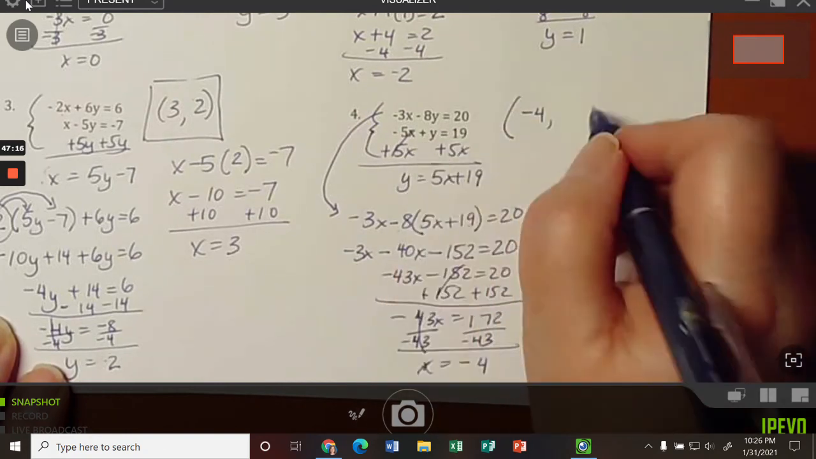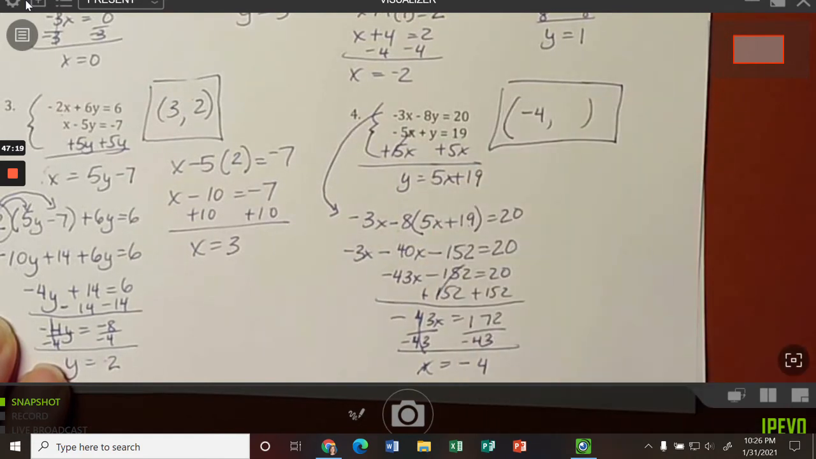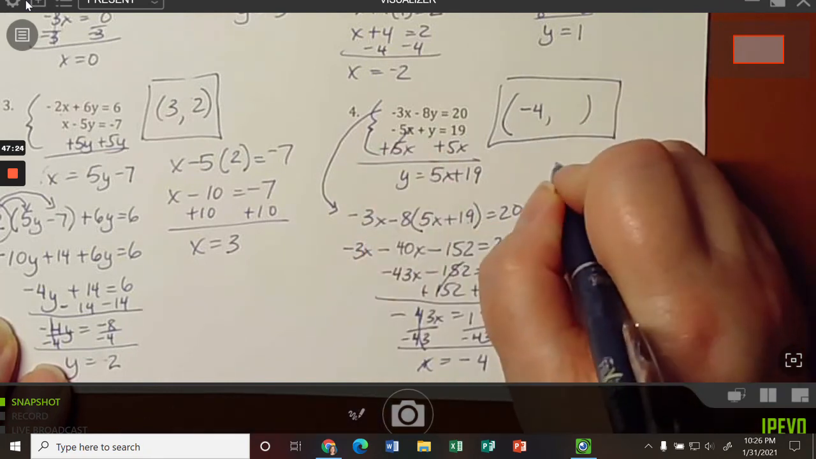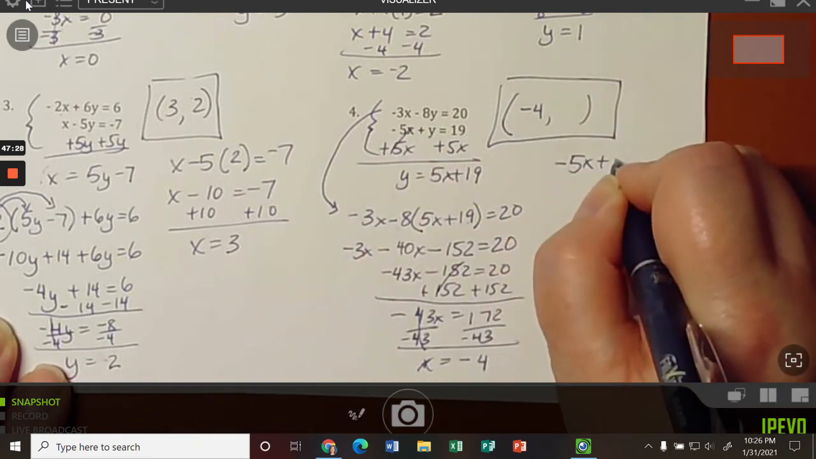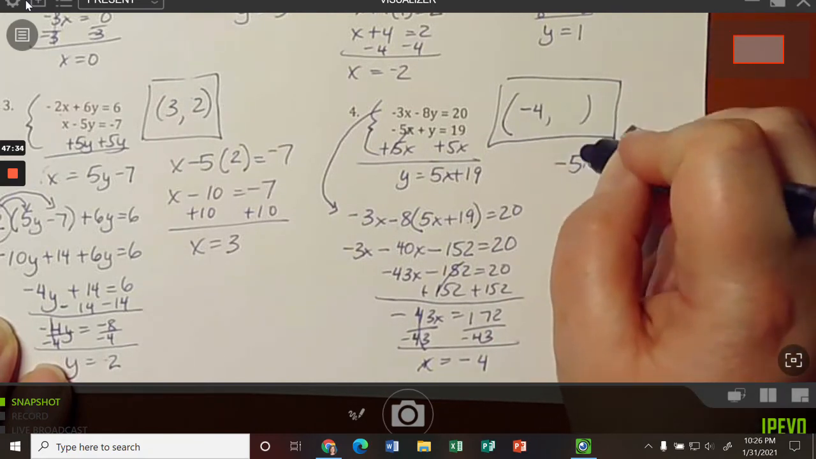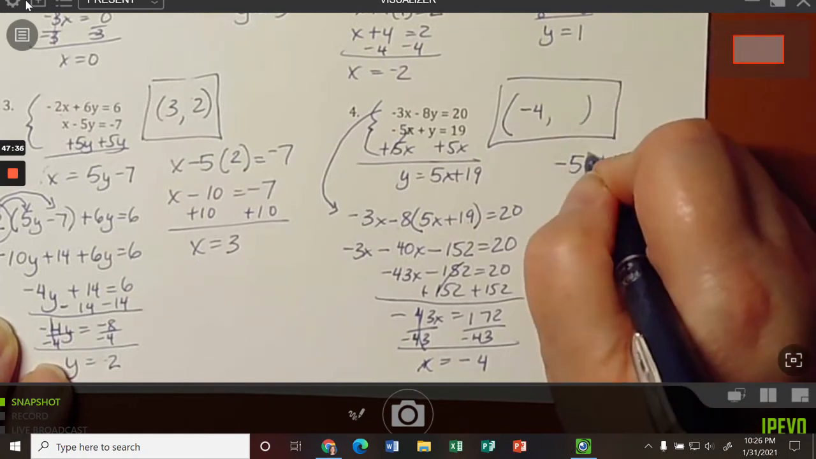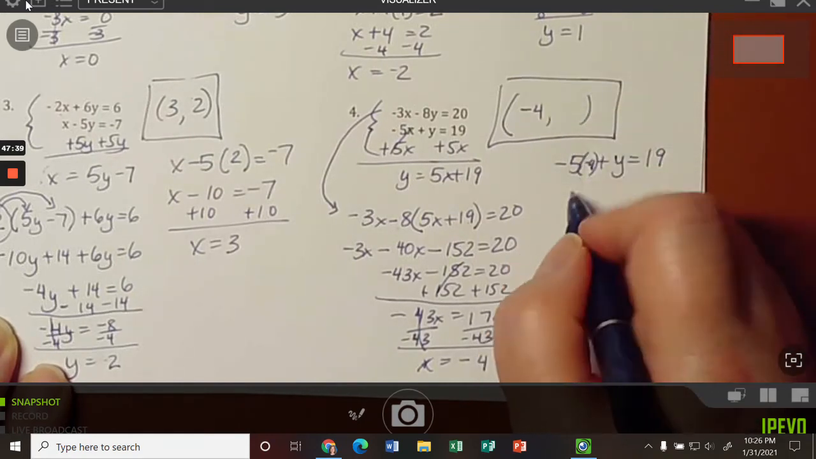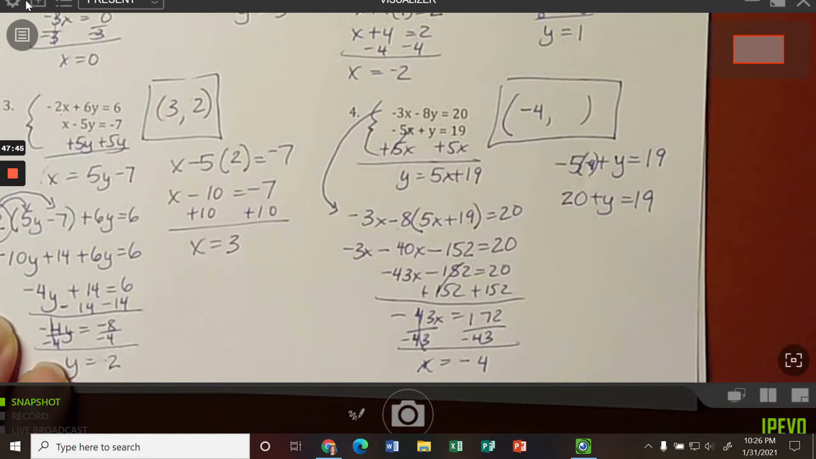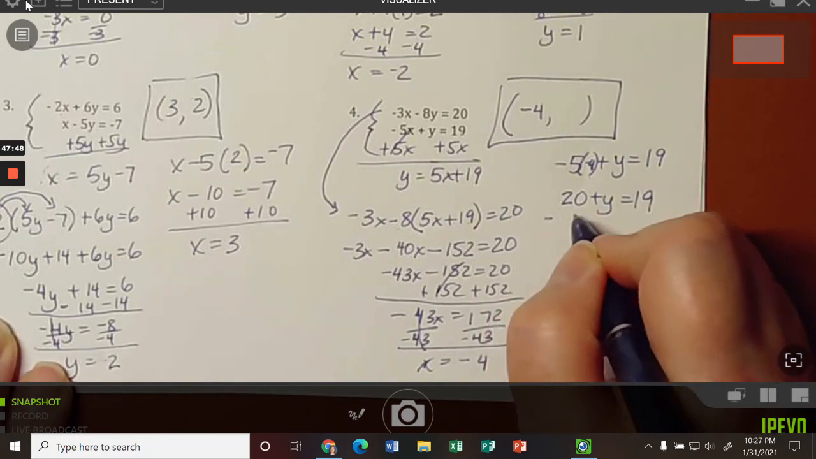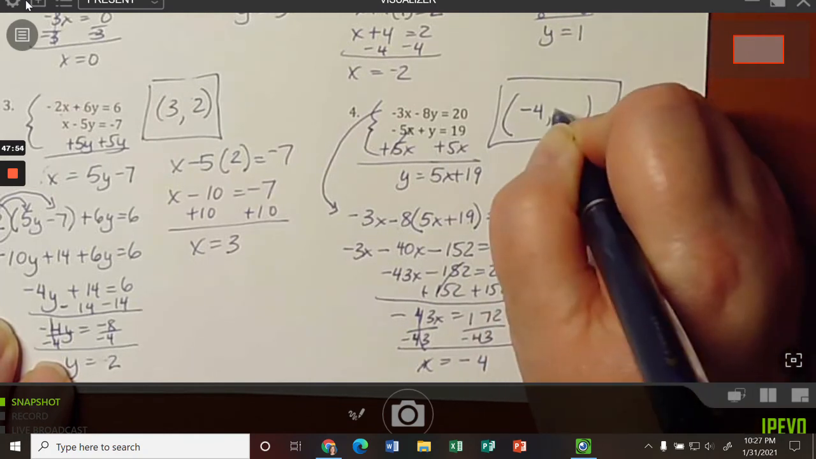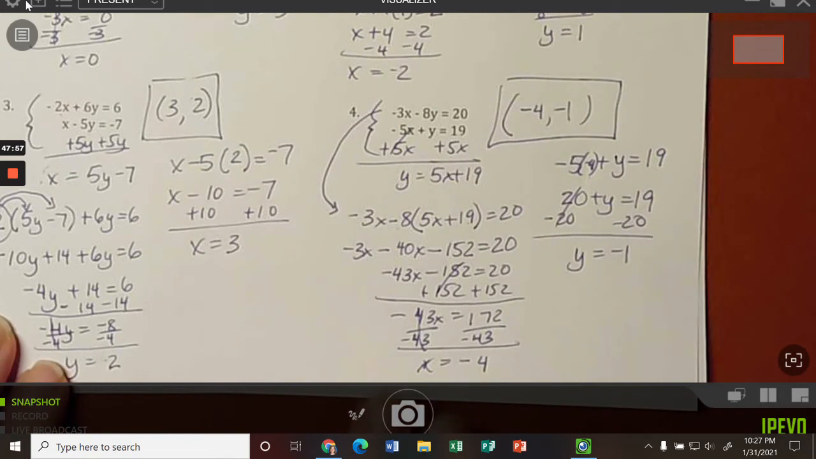And then once we have the x value, we can plug that into either equation to solve for y, probably this one, negative 5x plus y equals 19. It doesn't matter which one you plug it into, but instead of x, we're plugging in negative 4. So negative 5 times negative 4 is positive 20. And then bring down the plus y equals 19. Subtract 20 from each side to get y equals negative 1. Okay, so our solution is negative 4, negative 1.